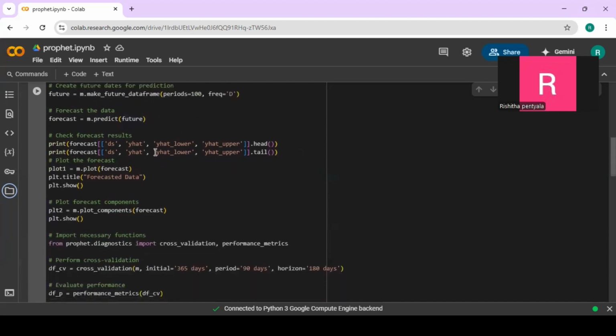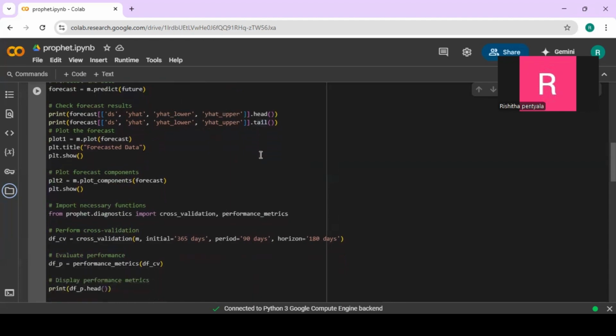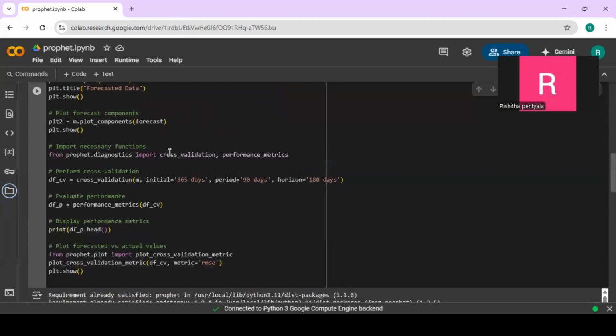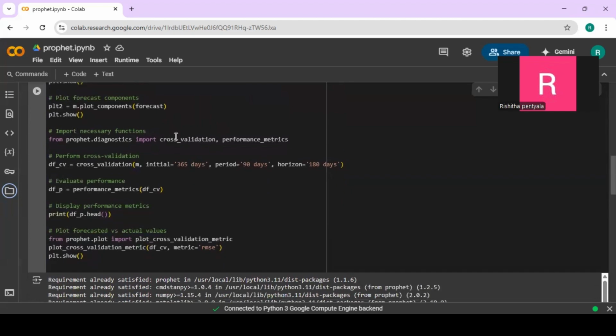And now here, as you observe, yhat is the predicted value, and the lower and the upper are the confidence bounds. And here we are plotting the graph for this predicted forecasting model. And we are also plotting the components of the model.